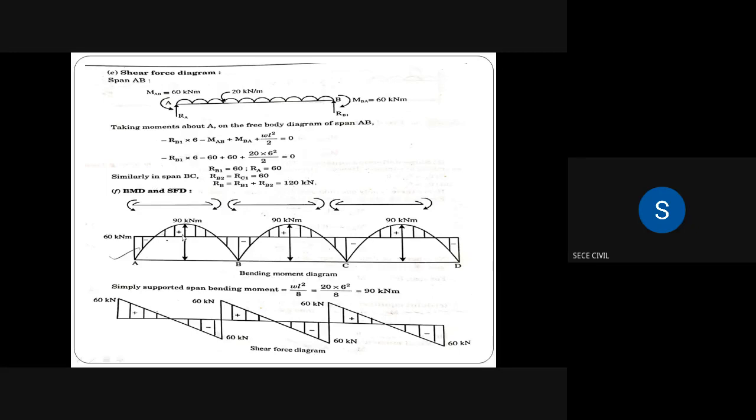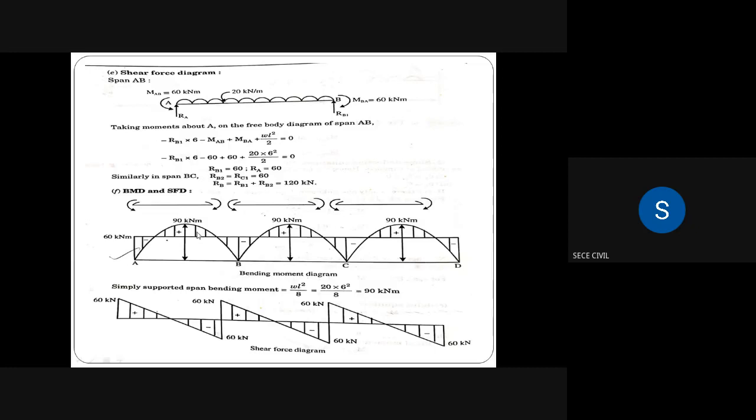The next step is the bending moment diagram. First is the simply supported bending moment diagram, where the load is a UDL. The formula is WL square by 8. W is 20, so 20 into 6 square by 8 is equal to 90 kilonewton meter. UDL means a parabolic diagram will come. Similarly, in span BC also 90, and span CD also 90 kilonewton meter.